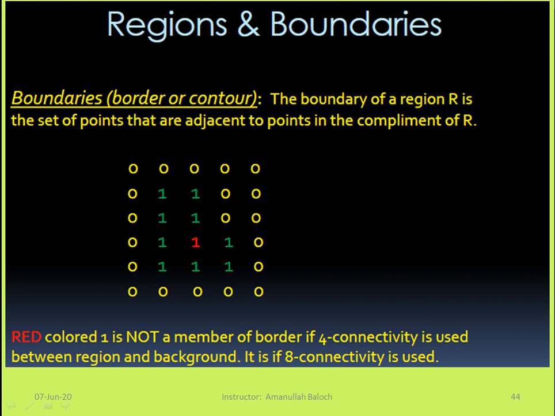The red color one is not a member of the border if 4 adjacency connectivity is used, because this is the border.